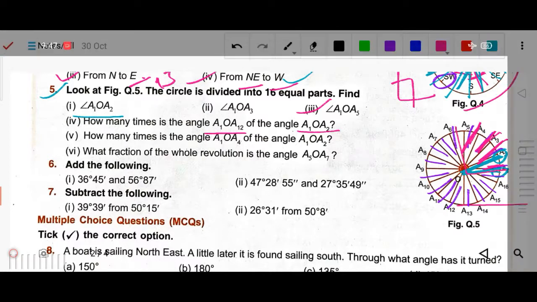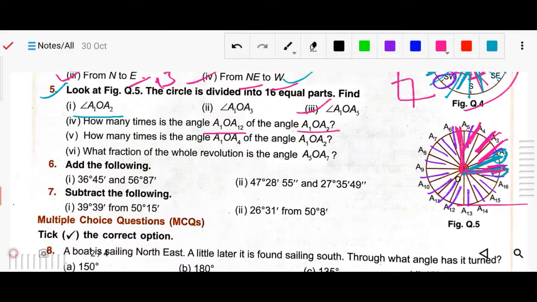So here you can see exactly it is forming 90 degrees. Or you can simply add 22 and a half for 4 times, sorry, 5 times: 1, 2, 3, 4, 5 times, you will get 90 degrees. Similarly, here you will get 45 degrees, adding 22 and a half 2 times.